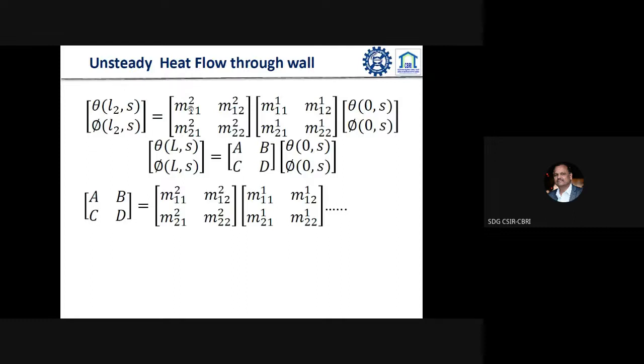There are different layers in a particular building, so for each layer you have to consider one transformation matrix. Again for the second layer, a second matrix. Like that we can put in the transformation matrices. Then we can find, with respect to the outside temperature, what the inside temperature is.